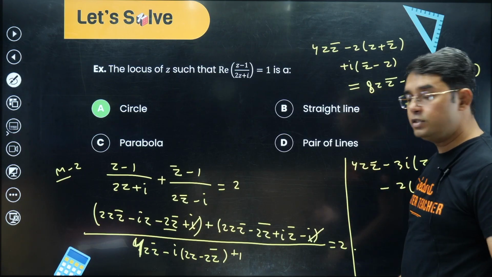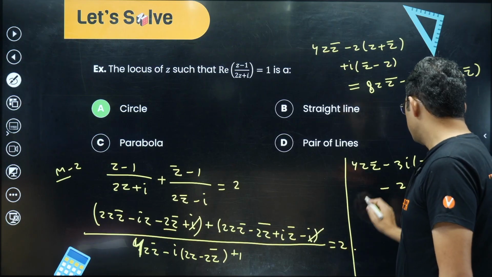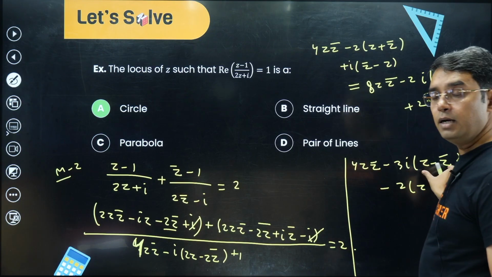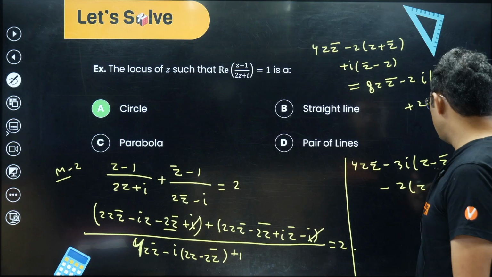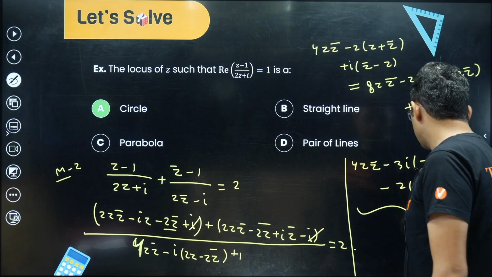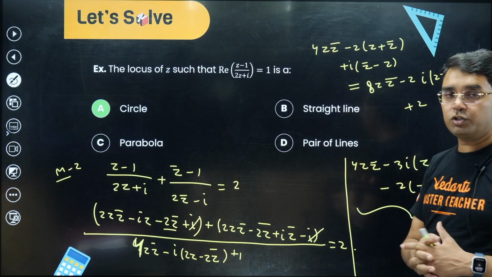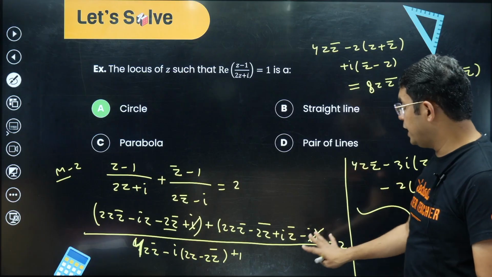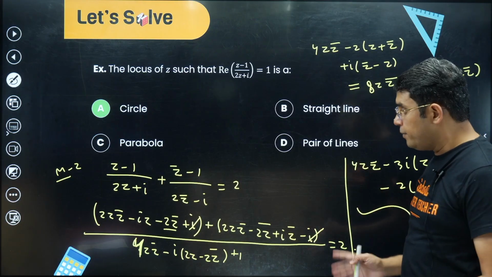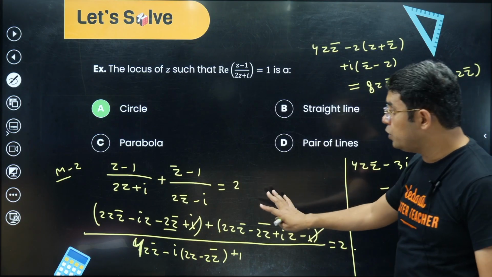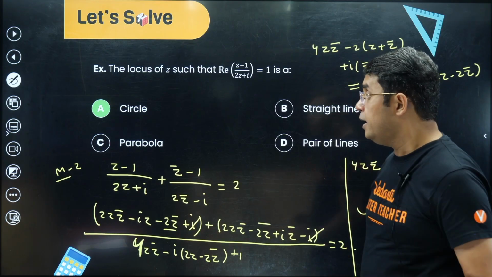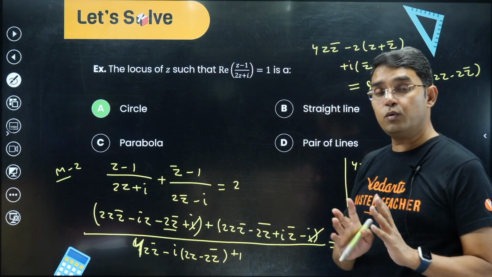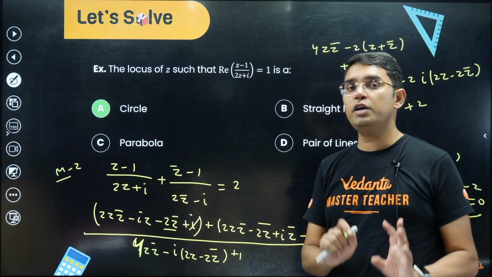So now z into z bar, we know it is equal to x square plus y square, and this will be just iota y into 2, this will be 2x. So here also you can see from comparison it becomes the equation of a circle. In this question probably you will feel this calculation is more, but that is okay, and the purpose was to show you how this way the question can be done. So method 1 is better for this question, but this can be better in some other questions, so please keep this also in mind.